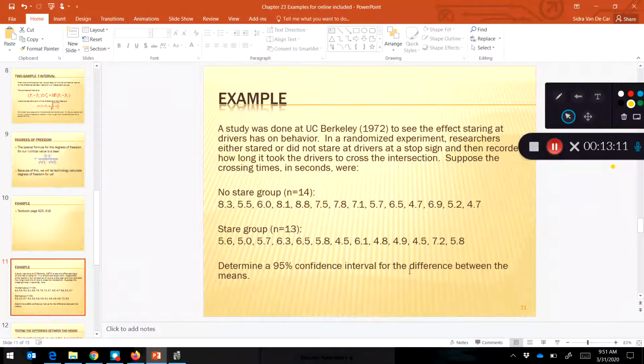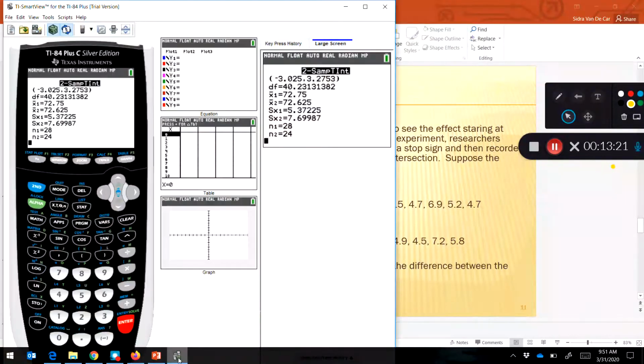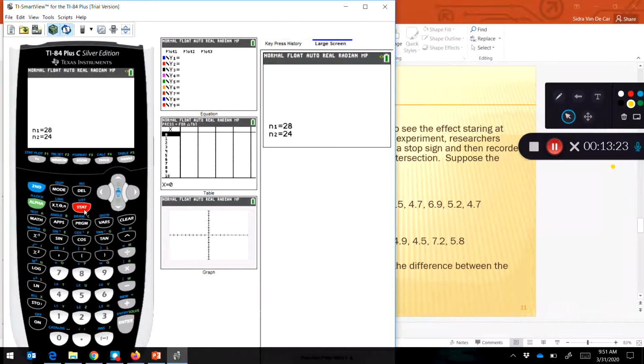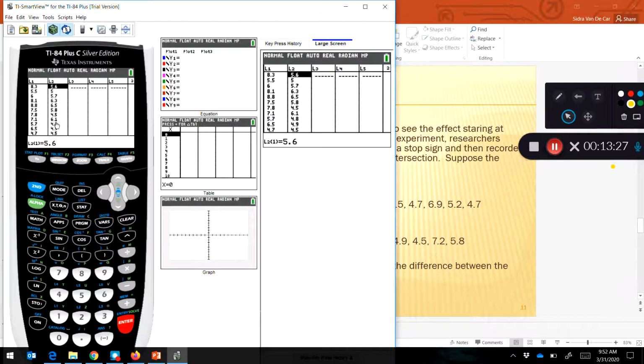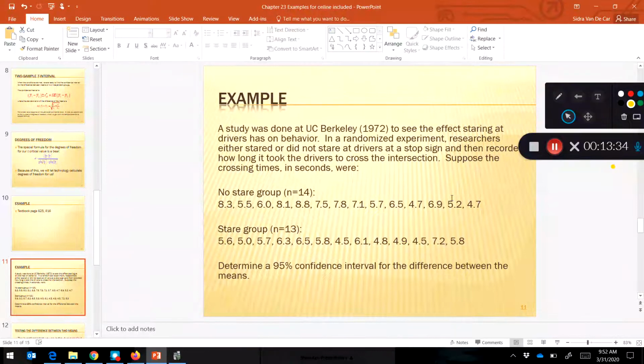Okay, so first of all, it says it's randomized. We need to check for nearly normal. So what I would do is graph these. In order to do that, I'm going to go to the stat key and edit, and enter the data in list 1 and the second set of data in list 2. I've already done that. If you haven't, you can pause the video here, enter the data in your calculator so you can continue with me, and then pick right back up.